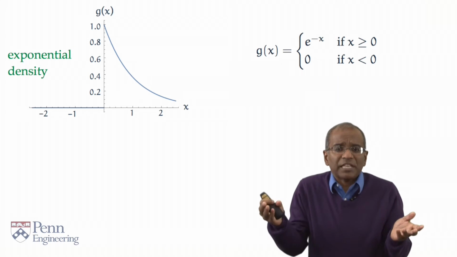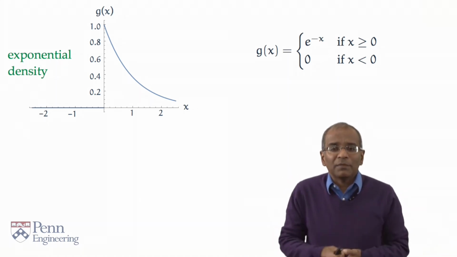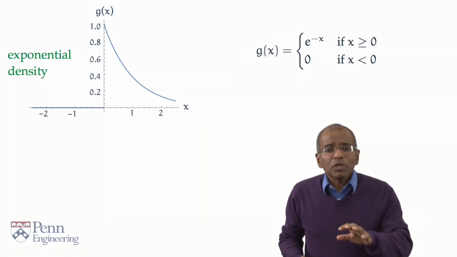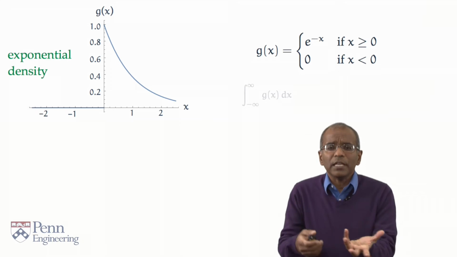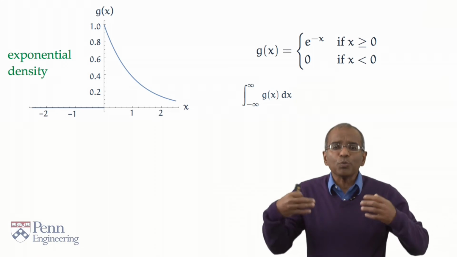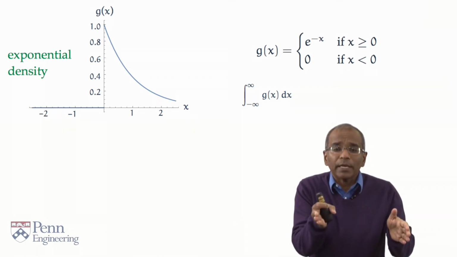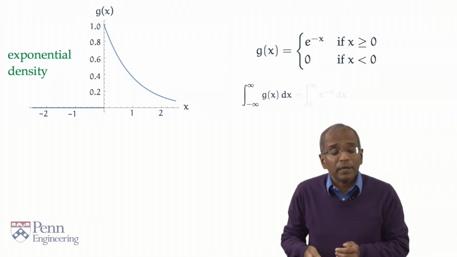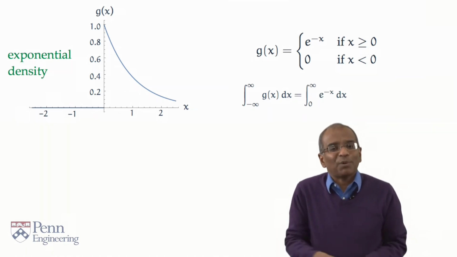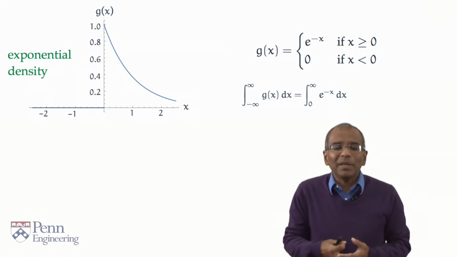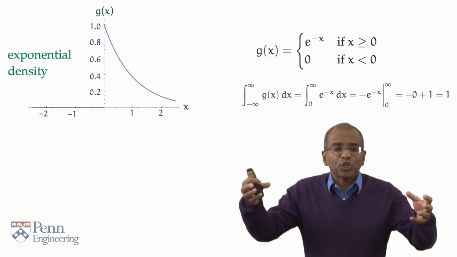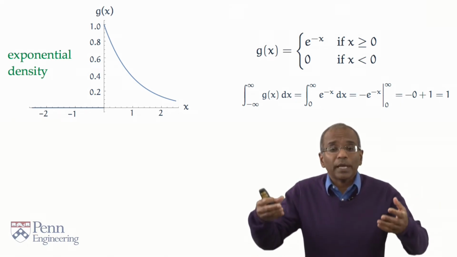Again, it's manifestly non-negative everywhere. A look at the graph convinces you that yes, indeed, it's never negative. And what about its area? Well, the area under the curve is a very elementary integral. The integral of the function g of x over the whole line has contributions only from the positive half line, because g of x is 0 on the negative half. The integral from 0 to infinity of e to the minus x dx is an elementary exponential integral. We run it through the mill, and out comes exactly 1 minus 0, or 1. The exponential density is also properly normalized.